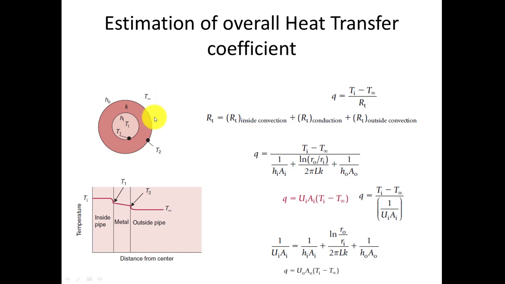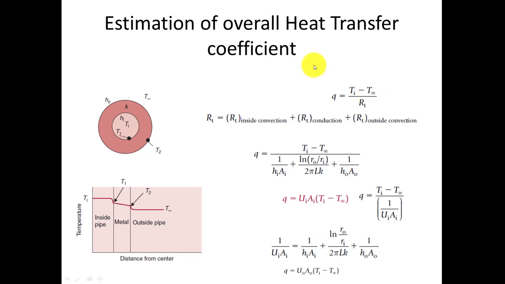So to describe the whole process, you can see here, this is the temperature and this is the distance. Ti is the temperature at the inside metal surface of the pipe, T1 and T2 are the wall temperatures, and this is the outside temperature. So we can write this basic equation that Q is equal to Ti minus T infinity divided by the thermal resistance. The concept of thermal resistance I have explained in the earlier cases. Here also I can explain.